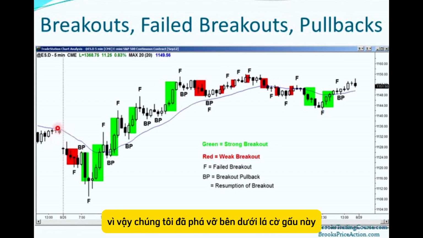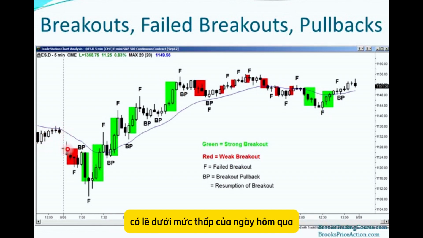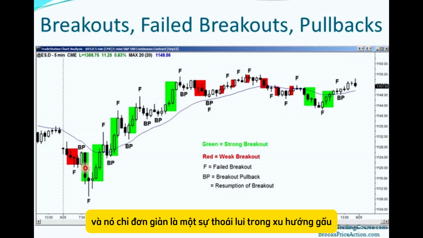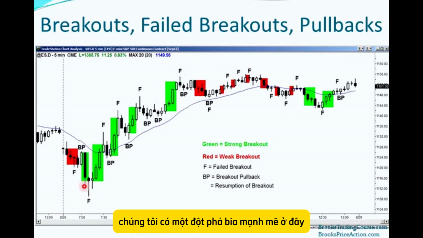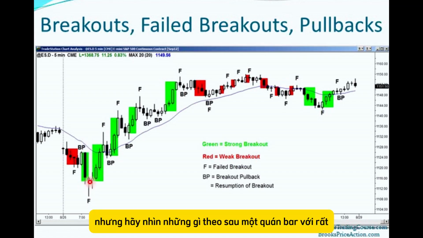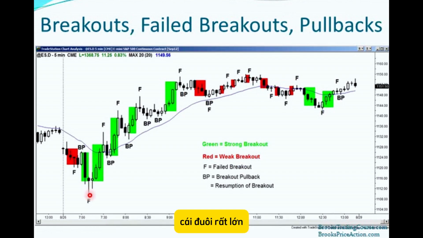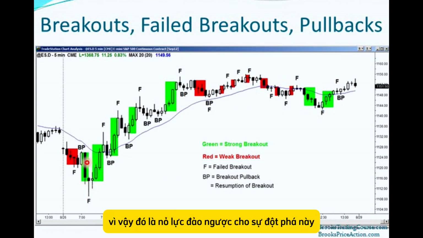So we broke below this bear flag, probably below yesterday's low. Not a very strong breakout. We got an attempt to reverse. This attempt to reverse failed, and it became simply a pullback in the bear trend. We have a strong bear breakout here, but look what followed. A bar with a very, very big tail. So that is the reversal attempt for this breakout.